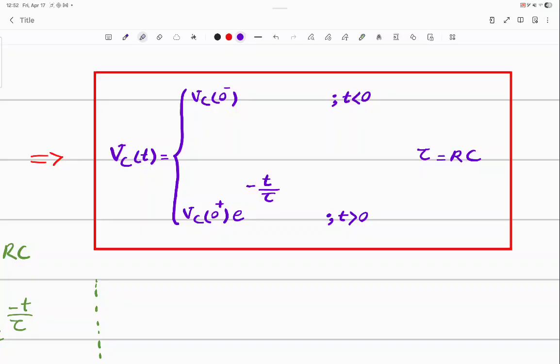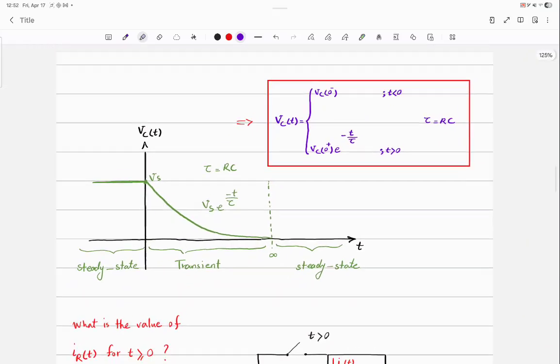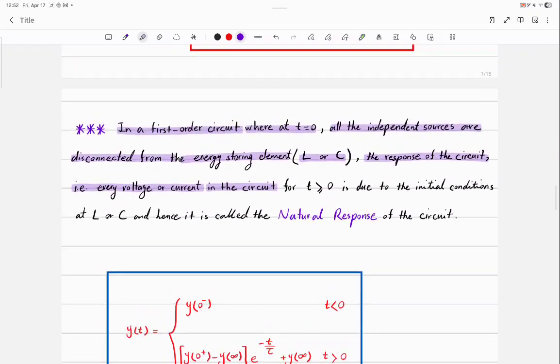The inductor and capacitor initial values, right? Or the stored energy. So that is because of the initial conditions at L and C, and hence it is called natural response. It's not due to external forces. You will see next lecture that we call the other case forced response. This is natural response, meaning that it's because of the initial condition of the inductor and capacitor.